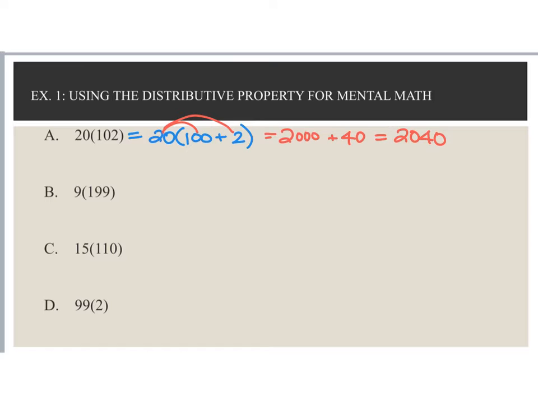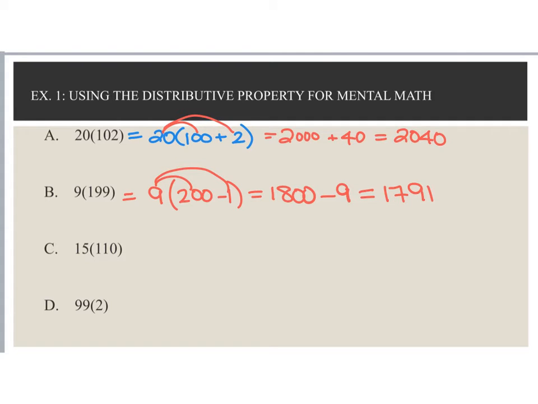Likewise, for part B, I have 9 times 199. So if I do this from a mental math standpoint, I could really do 9 times, then 199 is really 200 minus 1. Well, 9 times 200 is 1,800 by distributing here. And then if I subtract 9 times 1, that's really subtracting 9. So 1,800 minus 9 is 1,791.